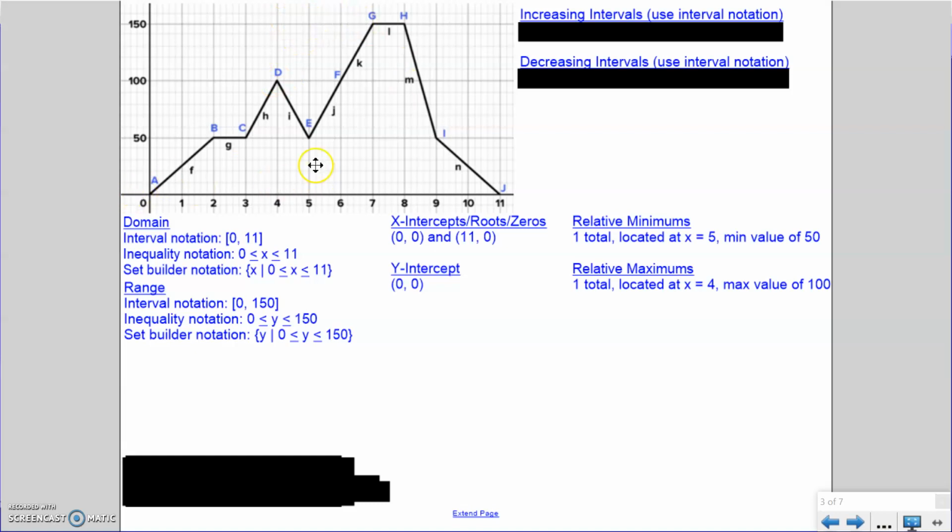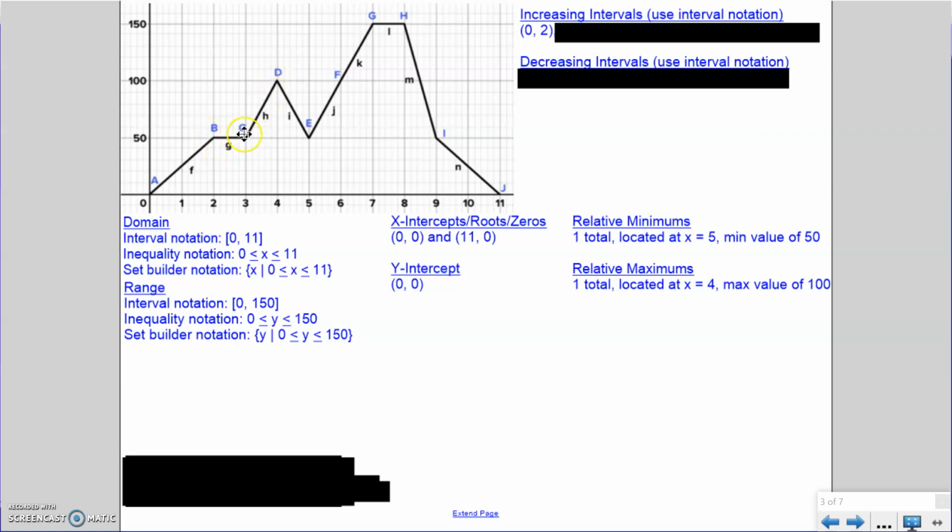The lowest is 0. Increasing intervals. So notice from x is 0 all the way to x is 2, we're going up like this. So it's increasing from 0 to 2. But you can't include 0 to 2 because we don't know what's happening to the left of 0 and at B. It's kind of just stopping. We don't know. Then it stays the same.